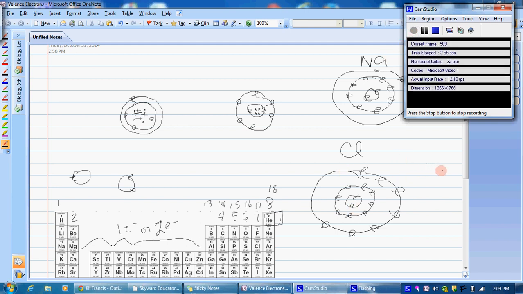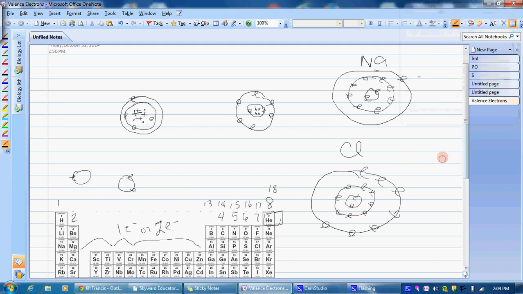Okay, we're going to talk a little bit more about valence electrons and how they affect how atoms interact with each other. So I've drawn sodium here, and since it's over here in group number 1, it's got 1 valence electron. Chlorine is over here in group 17, so it's got 7 valence electrons.